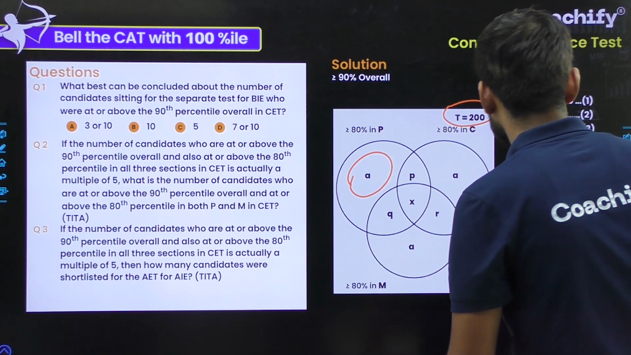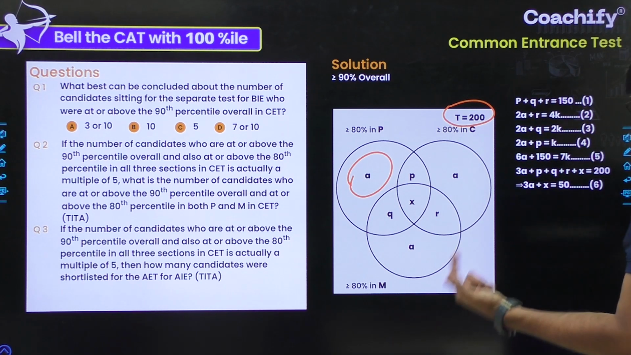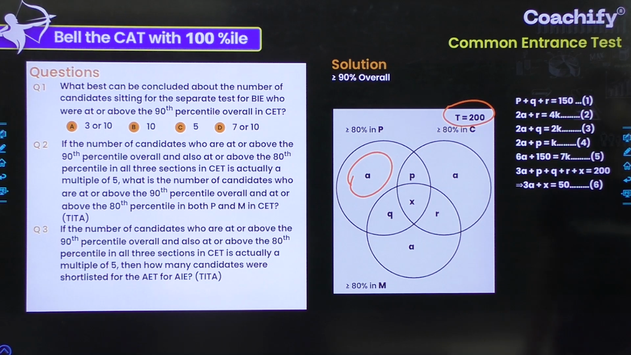So let's have a look and let's think how we can solve it, right? So we have to use 2 main equations here. One is your 5th one, other one is your 6th one. These are the 2 equations that you have to use for solving this question. How we can do it, right?